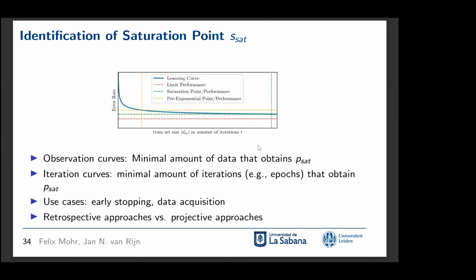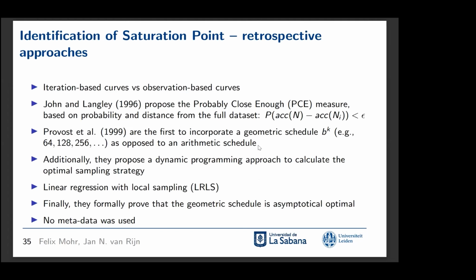Let's go on to identification of the saturation point. Here again, for the observation curve, you could say how much data do I want to utilize for solving this problem. And for the iteration curve, there's a very obvious point where we want to use early stopping, because we already obtained a certain performance. I'm going to skip quite fast over this because I think most of you have already used iteration curves for early stopping, where you say the performance has not improved.